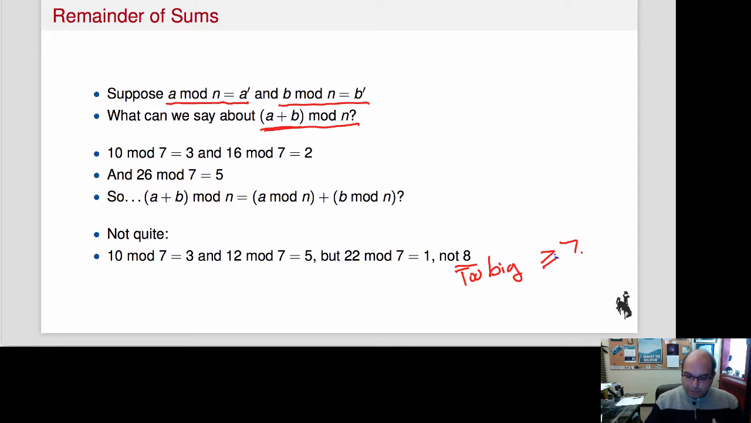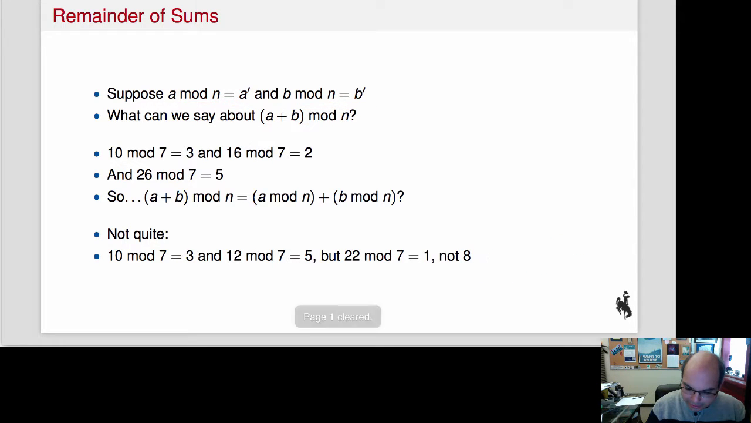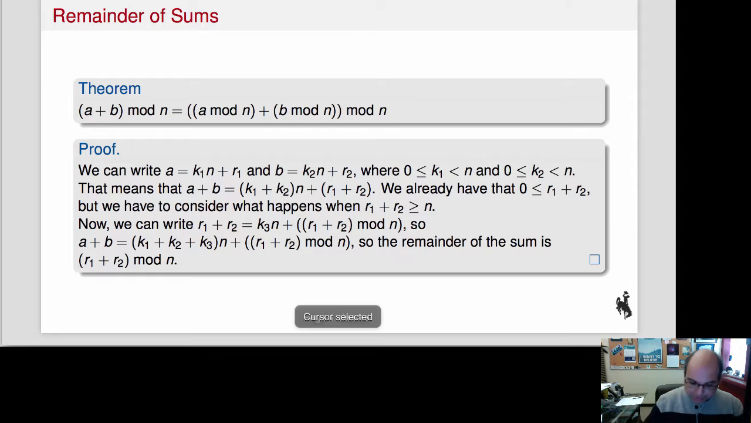All right, but it does give us an idea. Maybe that's a good start: add those two, and then make sure it's not too big. And the way that we can make sure it's not too big is by taking the modulo operation. So a plus b mod n is just (a mod n plus b mod n) modulo n. That's the only thing that makes us into trouble. So how can we do this?